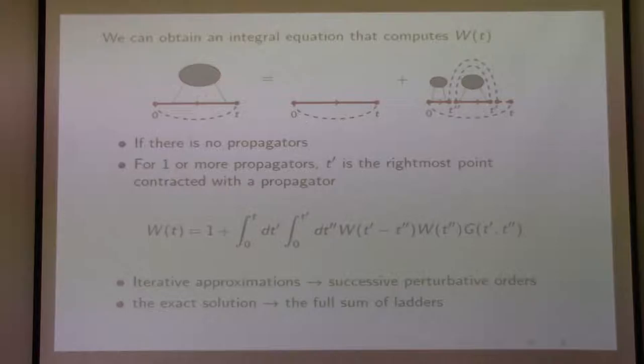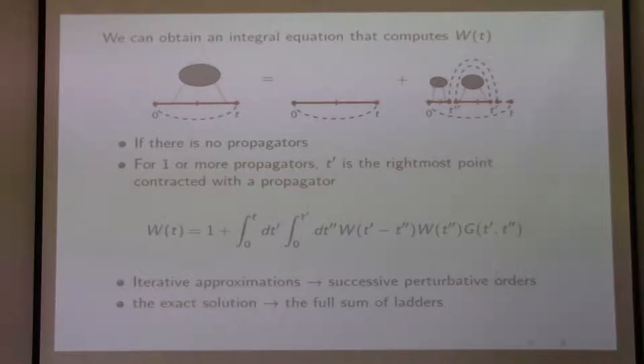But not only that, you also have to consider all other ways in which you can contract points in this segment with propagators. As I said, there could be no propagators in the third segment, but you can have propagators here and here. What you do not have is propagators between the first segment and the second, because that would be non-planar. So you could only have propagators that start and end in this first segment, or propagators that start and end in the second segment. Those are again these two blocks in the smaller segments. So this one is just w of t second, and these ones are w of t prime minus t second.